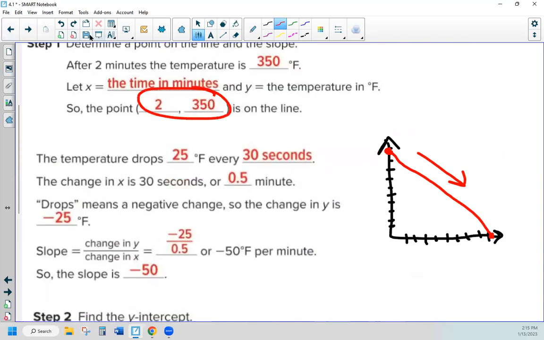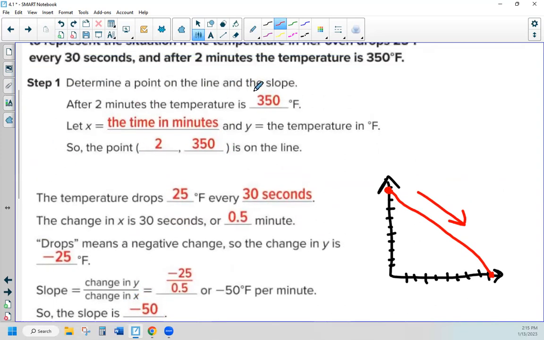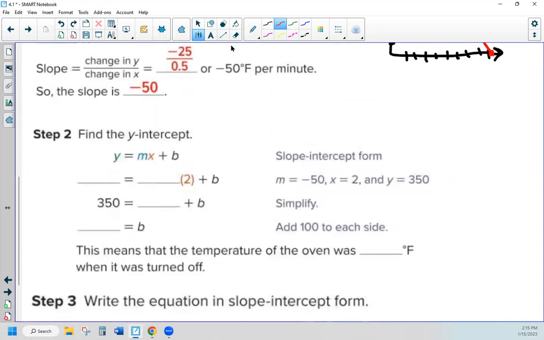We decided that 2,350 is going to be our point, and negative 50 will be our slope. So we have that and that, check. The next thing we need is the y-intercept. This is pretty much what we did last video, but we're now doing it with the word problem.